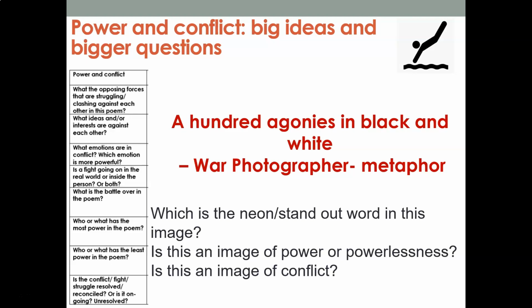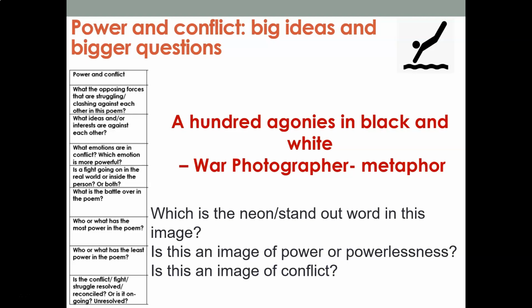So there's a lovely juxtaposition here because 100 agonies in black and white. So a photographer captures 100 agonies in black and white. So the photographs of this photographer capture what? What is our photographer capturing in these black and white images? 100 agonies. So here's the metaphor. This photographer isn't taking pictures of people. He's capturing moments of agony, of extreme pain and suffering, and it's hundreds of them.